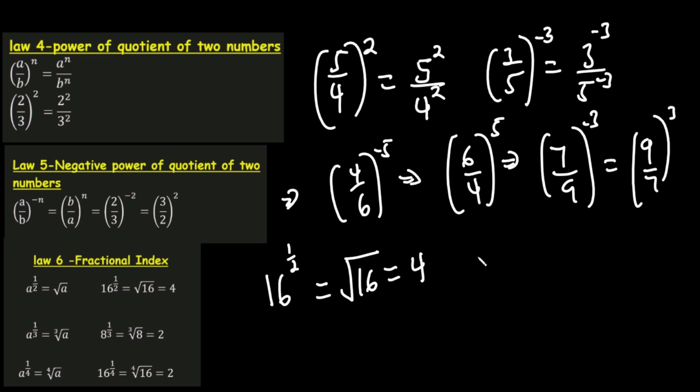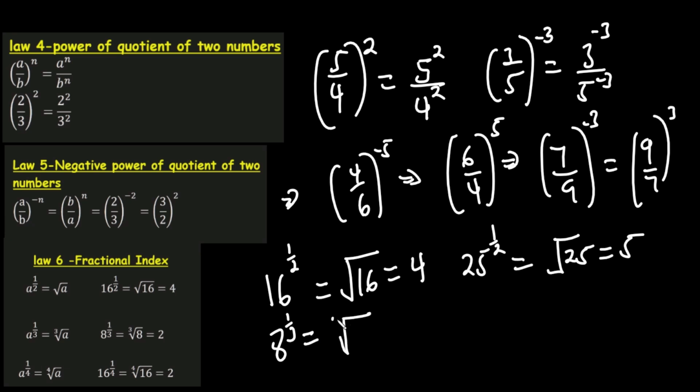And the same thing applies, let's say we have 25 raised to the power 1/2. This half is the same as the square root, and then you put the 25 inside, which will give you 5. And the next one says any number raised to the power 1/3 is equal to the cube root of that number. So let's say we have 8 raised to the power 1/3, which is equal to the cube root of 8, and the cube root of 8 will give you 2.